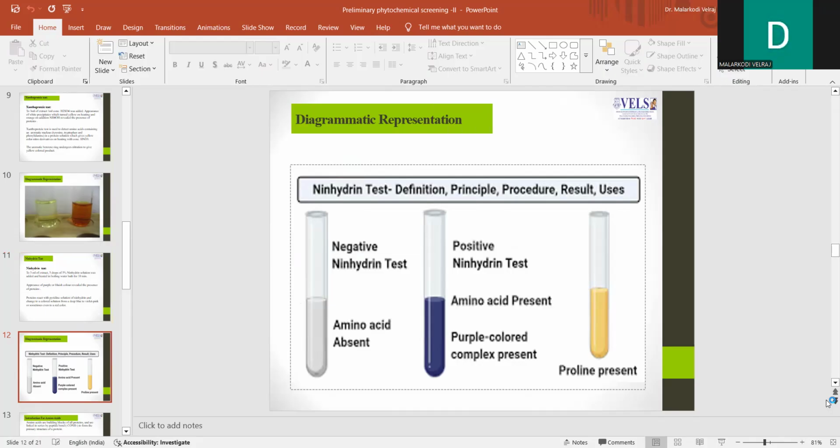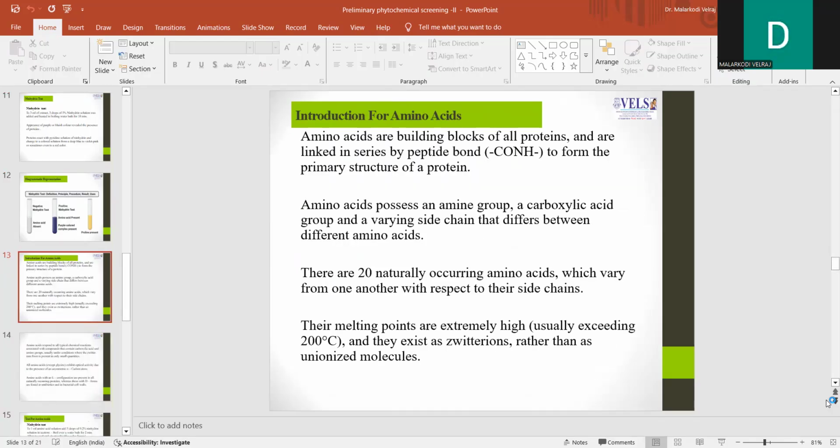This is the diagrammatic representation of the ninhydrin test, which gives first the negative ninhydrin test, where amino acids are absent and there is no color, and the positive ninhydrin test, where amino acids present give a purple colored complex, and proline gives a yellow colored precipitate.